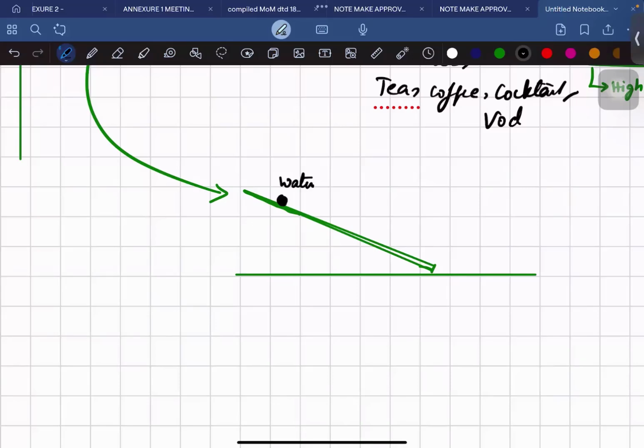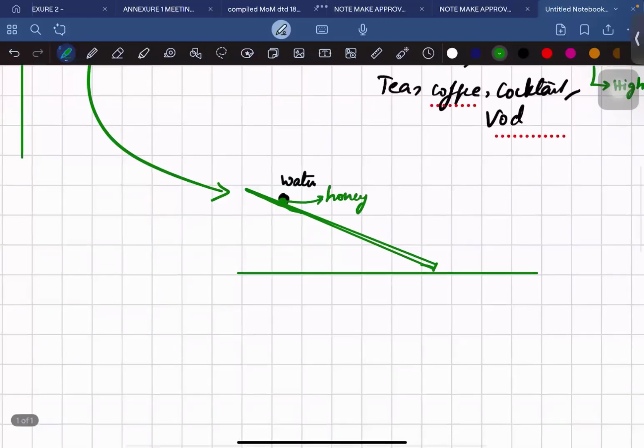Over this, I will drop a single drop of water, and I will take the honey and place it just adjacent to it. This is one drop of honey. You guys tell me, out of these two drops, which drop will reach the bottom first? Who wins the race? A drop of water versus a drop of honey. Water. Water. Okay. Someone said honey?